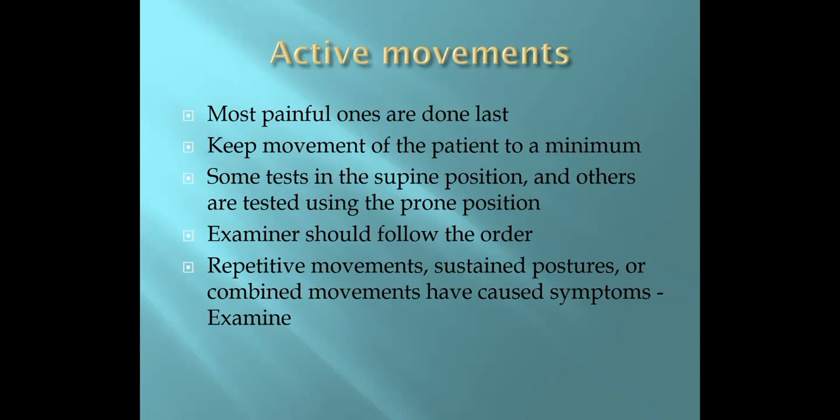Active movements, the most painful ones, are done last. For example, if the patient is having extreme pain in the hip extension range of motion, then hip extension should be done at the last. Why we do it last is because if we do the most painful movement first itself, then later on the patient won't be able to perform other movements. So keep the movement of the patient to a minimum.